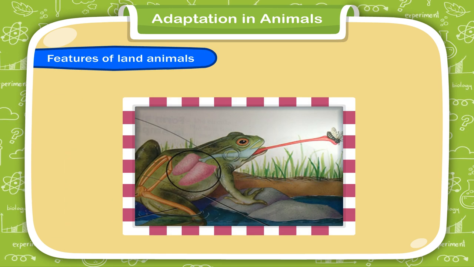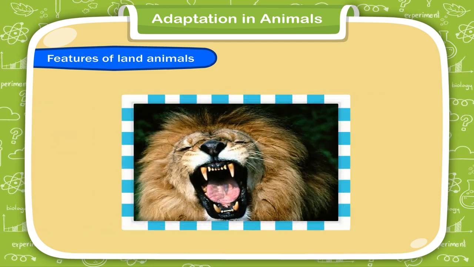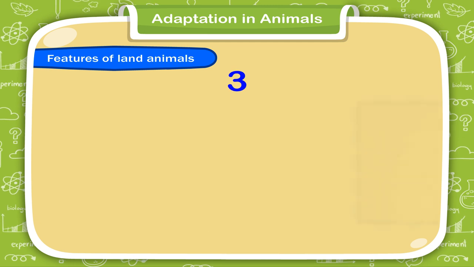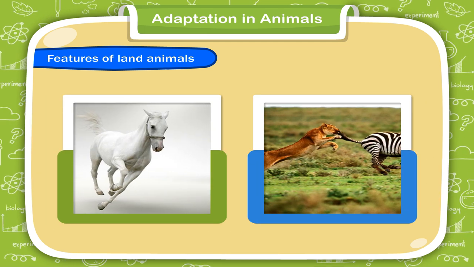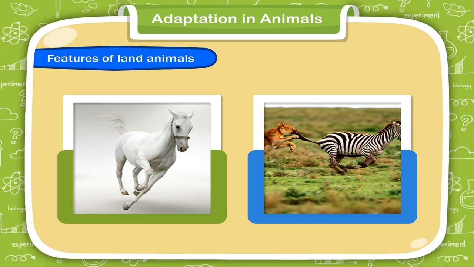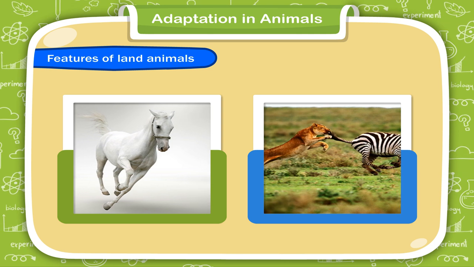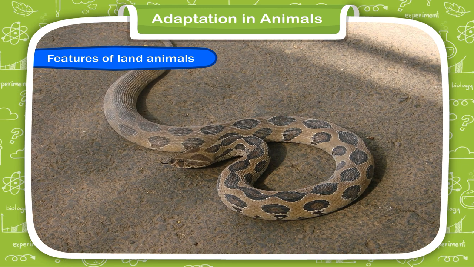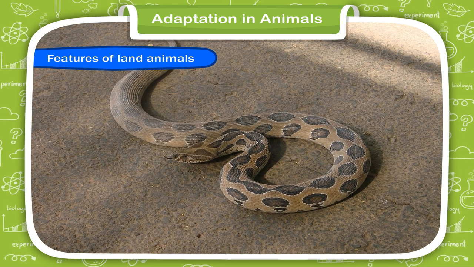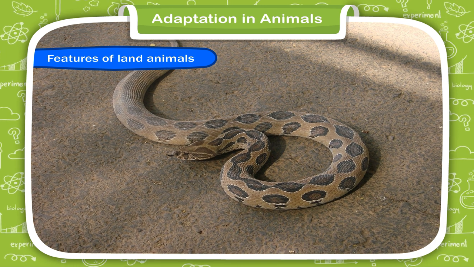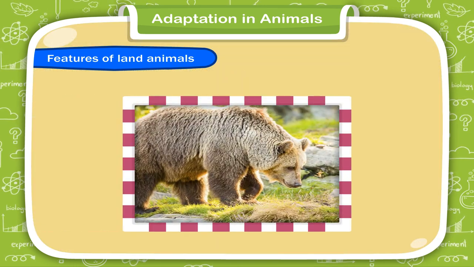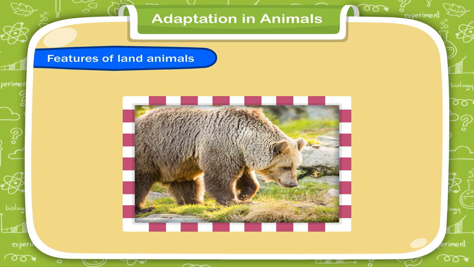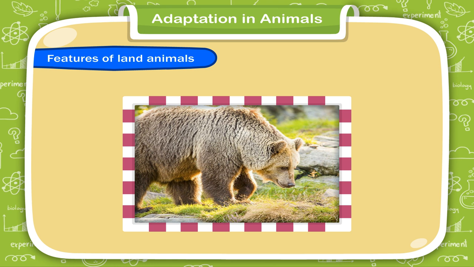Features of land animals. 1. They have lungs to breathe air. 2. Many of them have sharp teeth and claws to catch their food. 3. Most of them have well-developed legs to move and run fast to protect themselves from predators. Some animals, such as snakes, do not have legs, but they have scales that help them in crawling on the ground.